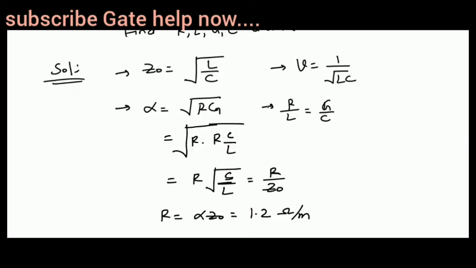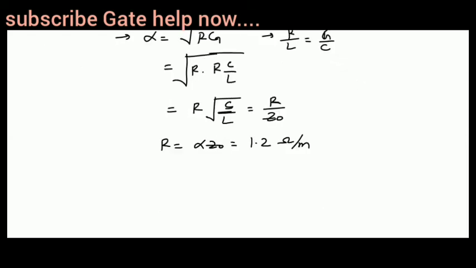Next, we can easily get the value of L. So L is equal to Z naught divided by V, just a slight modification in the velocity equation. So this will be 333 nanohenry per meter.